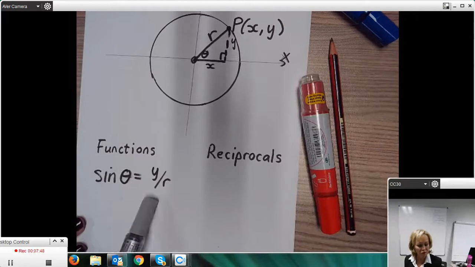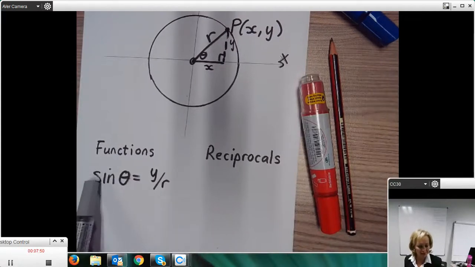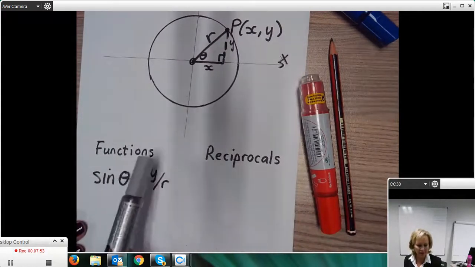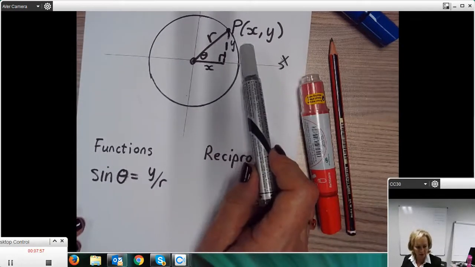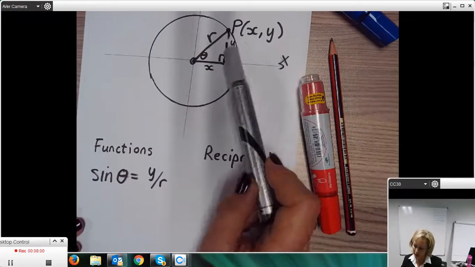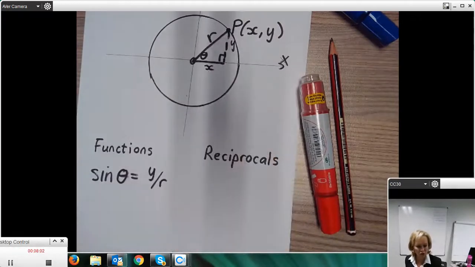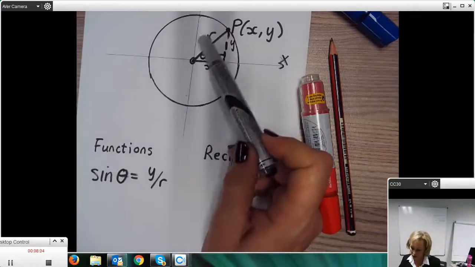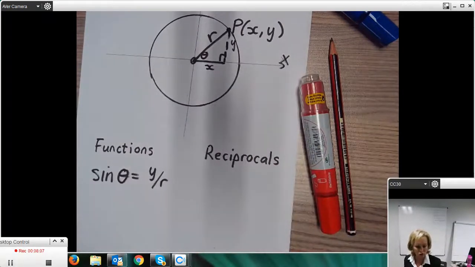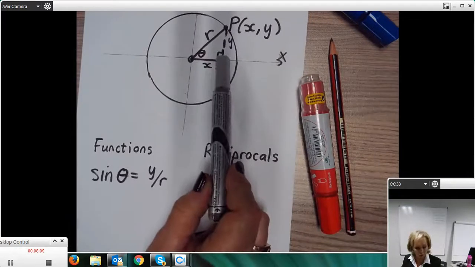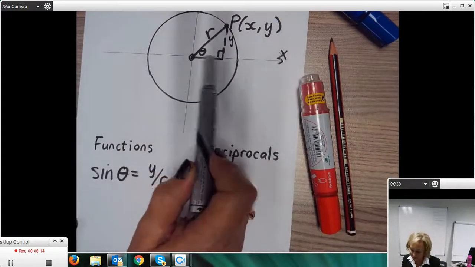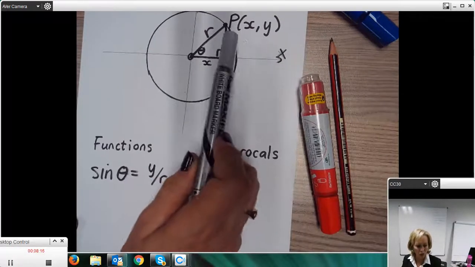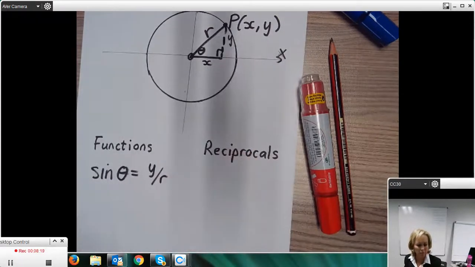So our first trig ratio is called sine theta. Sine theta is defined to be, in terms of this triangle, the opposite side to theta, which is y, over the hypotenuse, which is r. Remember, the hypotenuse in a right angled triangle is always that side opposite the right angle. Now, in relation to theta, x is the adjacent and y is the opposite. So that is sine theta.